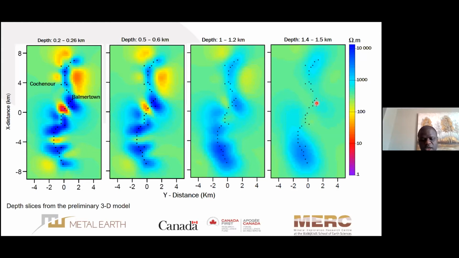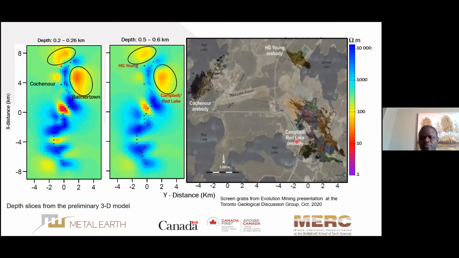And well, we can see a little bit of stuff in the result. These features in circle are around Balmertown, a very popular mining district with a lot of shafts and mining camps there. It's termed the Campbell Red Lake ore deposits in this region, and this is called the H.G. Young ore deposit. And that's relative to the geological model produced by the Evolution Mining Company. I just screen grabbed this from a talk I attended.